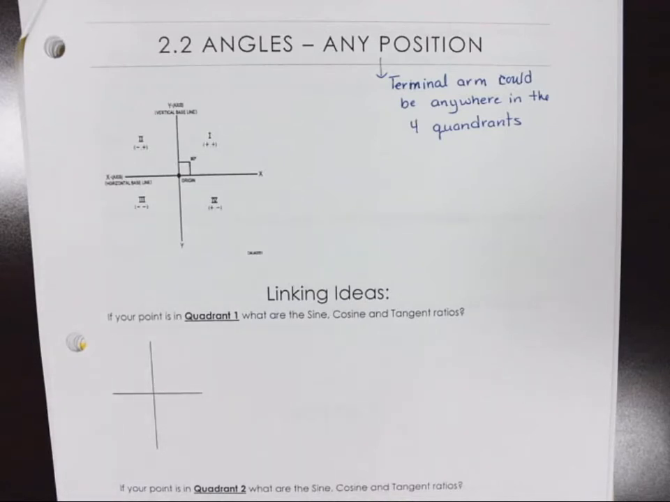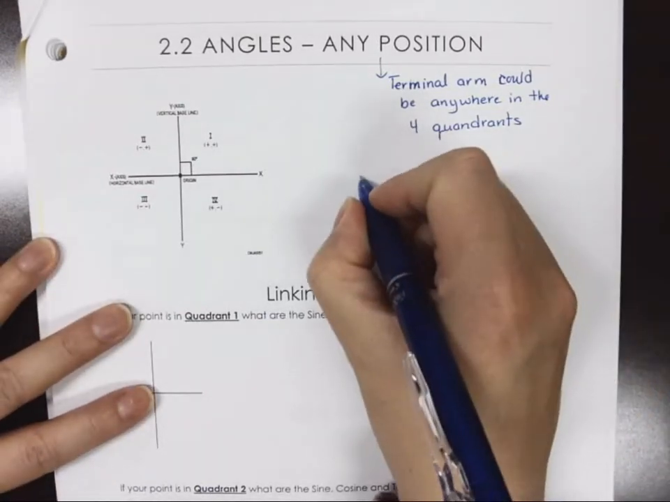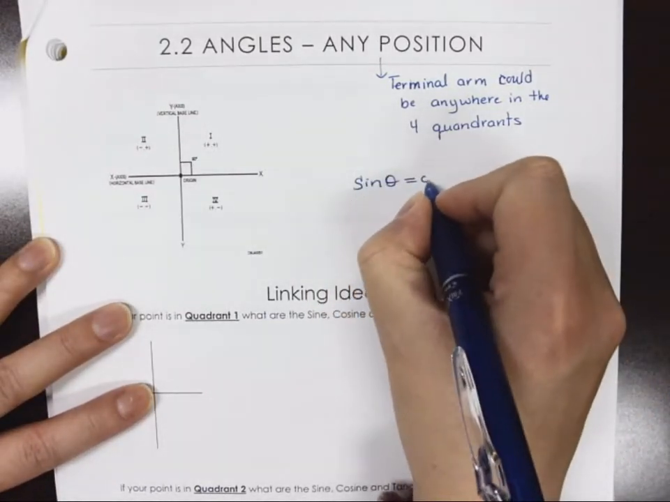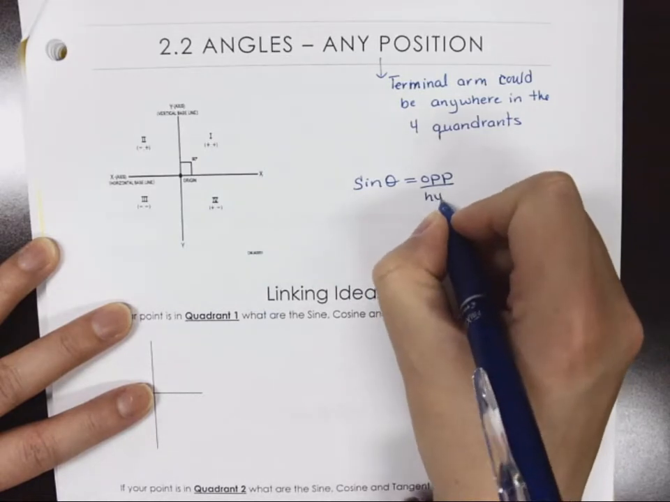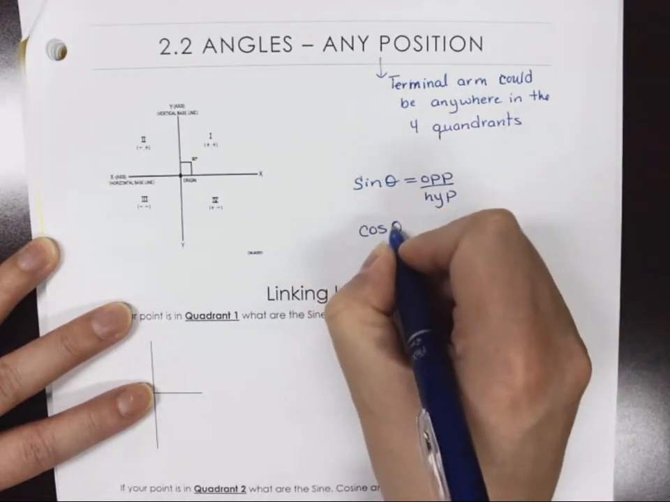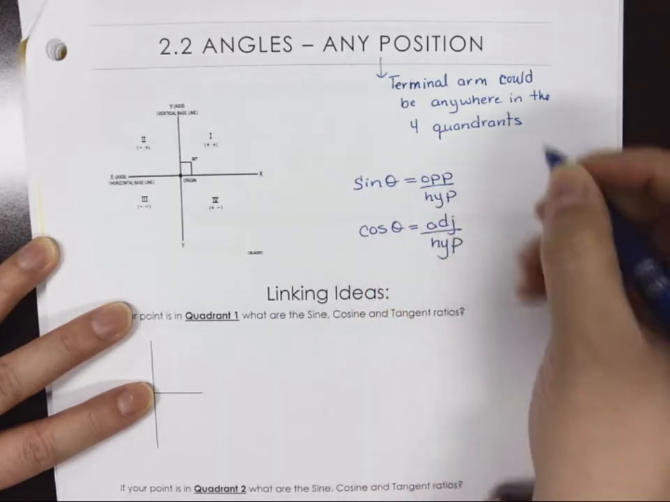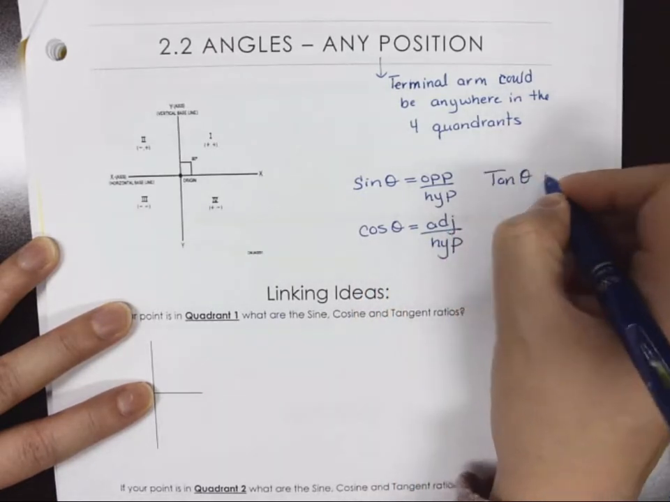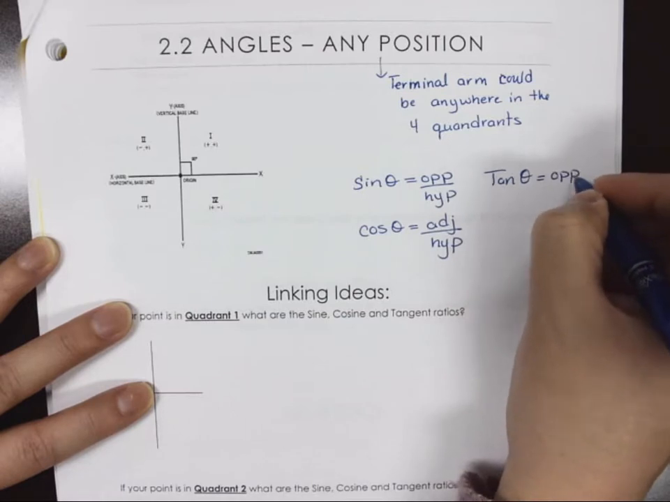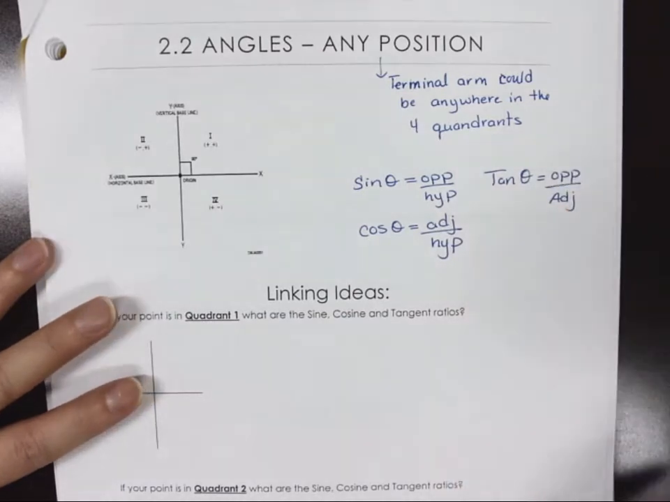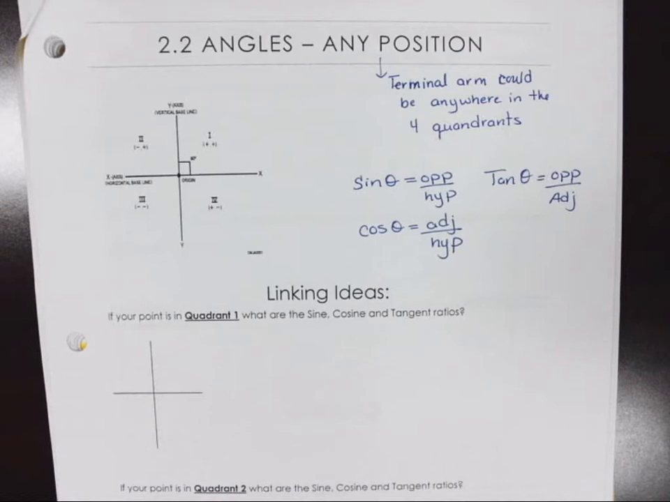Okay, so here we go. And you guys remember your trig formulas? So sine theta is equal to opposite over hypotenuse. Cos theta is equal to adjacent over your hypotenuse, and tan theta is opposite over adjacent. Right? We remember that? Yeah, we talked about it on Tuesday.